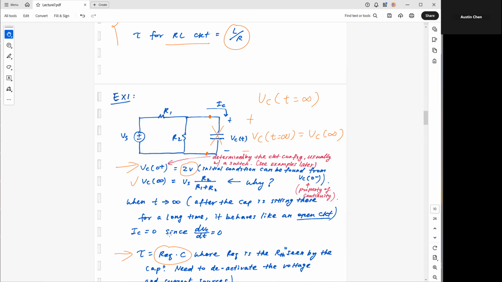Okay, and this equivalent resistance concept is basically the same as your Thevenin or Norton equivalent circuit, right? So if you recall in the lecture when we talked about Thevenin and Norton, we had to deactivate all the sources. So for a voltage source we short it, and for a current source we open it. In this case we have a voltage source here, so to find this resistor Req, we short this guy out.